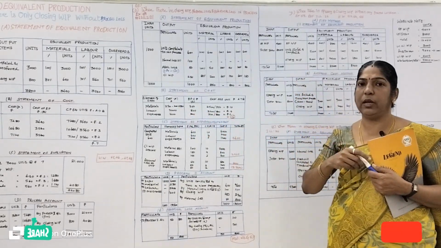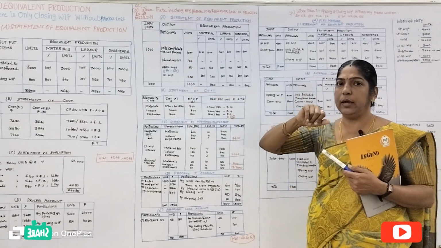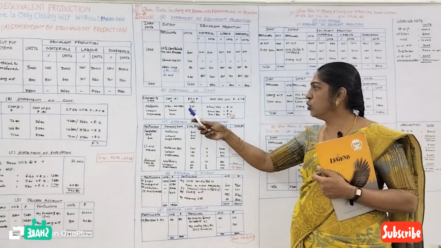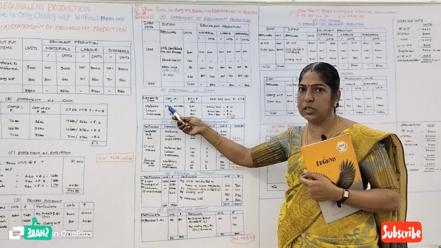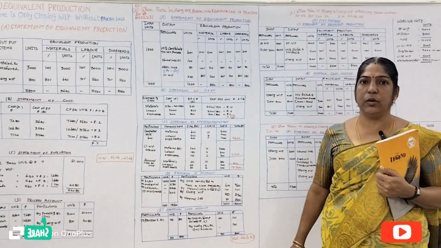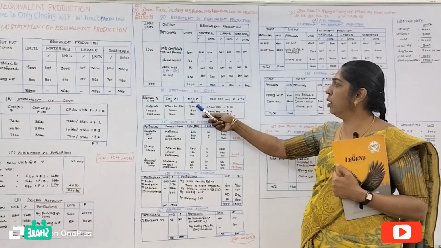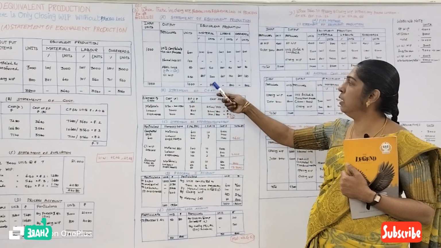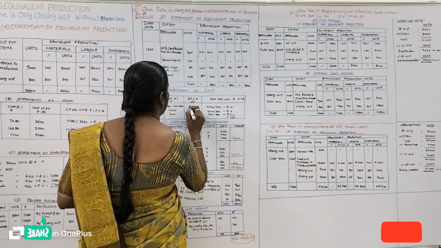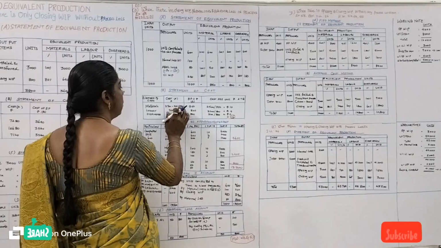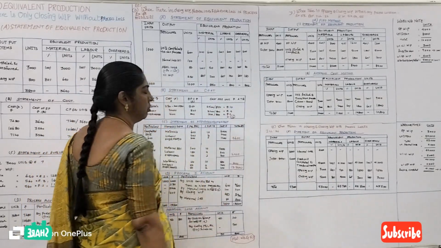What scrap value have they given? 2 rupees. So 2 rupees into normal loss units of 100, you get 200 rupees. That 200 rupees scrap value of normal loss will be deducted from the 2700 material cost. You get 2500 rupees. Now take the equivalent production units for the material. How much? 850. Now it will be divided: 2500 divided by 850, you get 10 rupees.